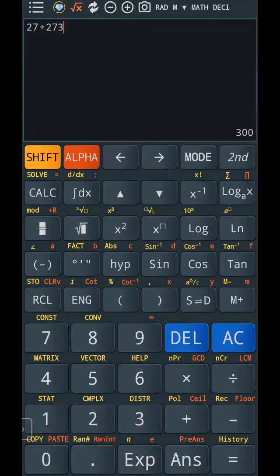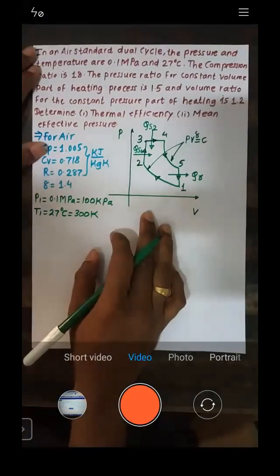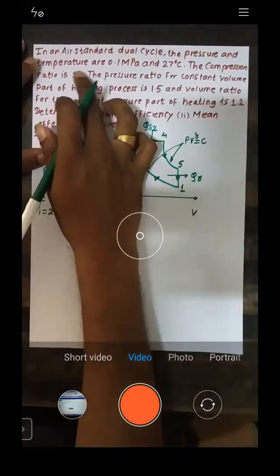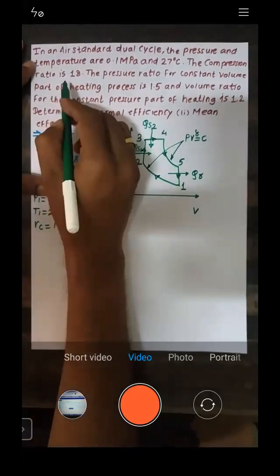See, this is for the purpose of your understanding, otherwise I may directly write down 300. Now the compression ratio is 18. So compression ratio is RC, and RC is given as 18.